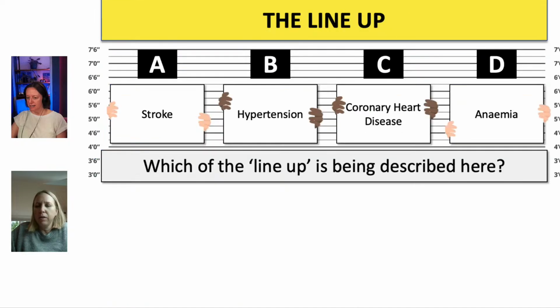Okay, let's have a look at our next activity. You're kicking goals, I would say. Okay, so now we're on to some cardiovascular disorders here, aren't we? So I'm going to get Lynne to read out some clues to help us guess whether we are looking at A, stroke, B, hypertension, C, coronary heart disease, or D, anemia.